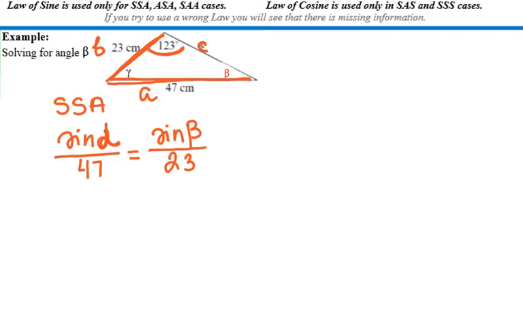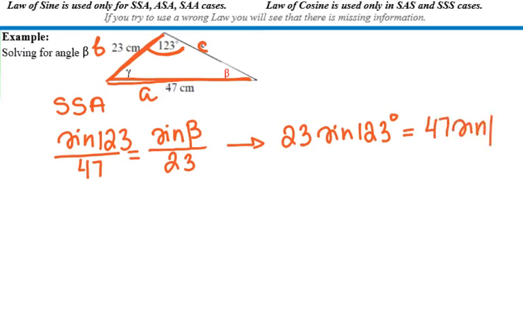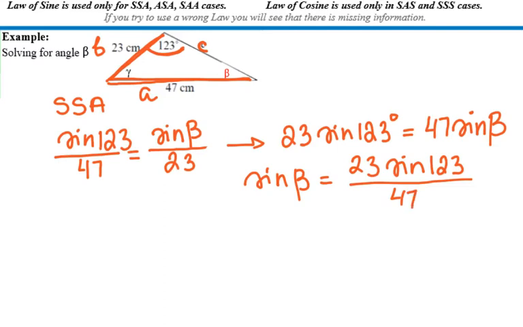What I have now is alpha, which is 123. And I have to solve for beta. So I'm going to cross multiply. If I cross multiply, I have 23 sine of 123 degrees is equal to 47 sine of beta. So sine of beta is equal to 23 sine of 123 divided by 47.